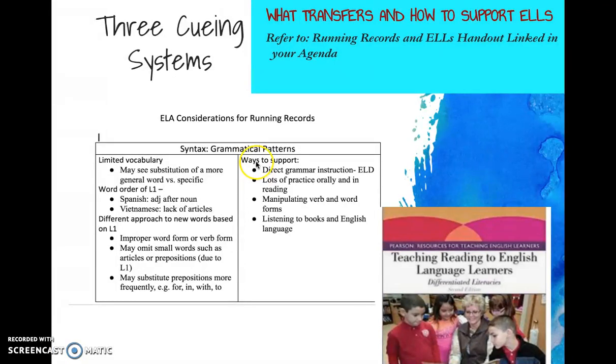Before we move on, please pull up the Running Records and ELLs handout that is linked in your agenda. This was compiled using the text you see on the slide. Follow along as we walk through each cueing system and some of the implications for English language learners.